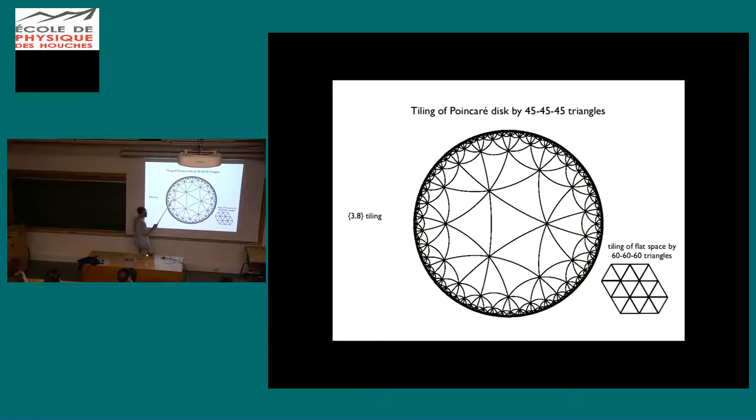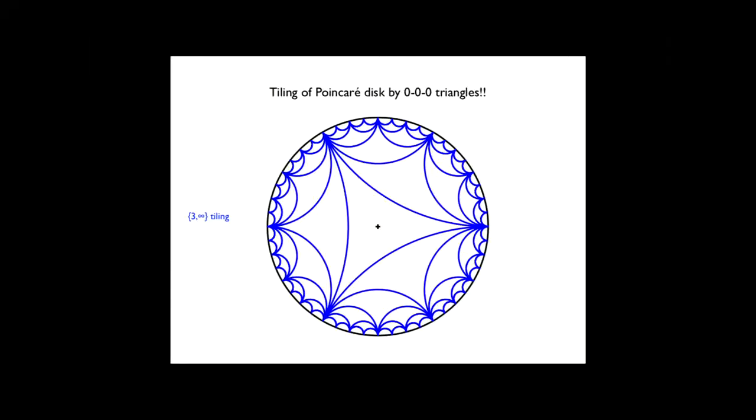Three times 360 over 8, three times 45. It should be 3 × 45, right? Okay. Now we can push that to the limit here.